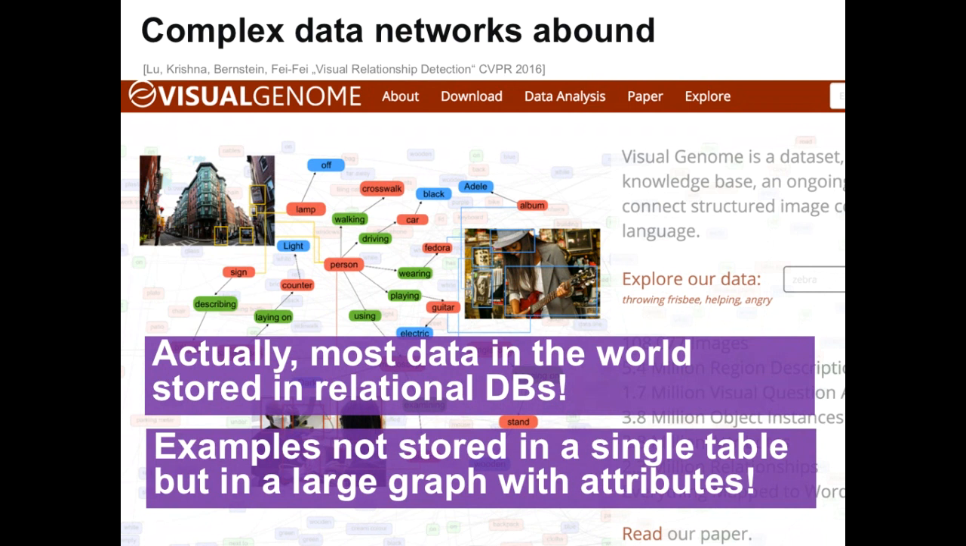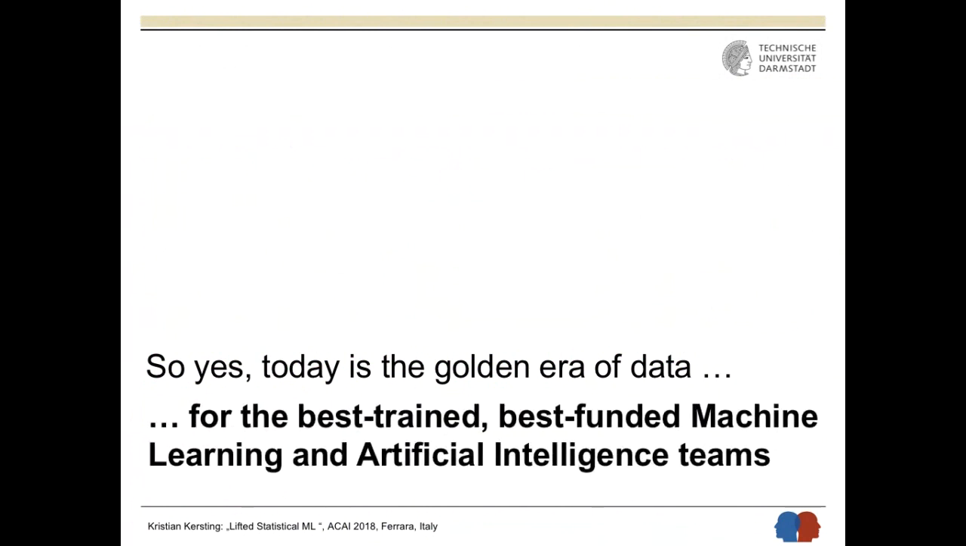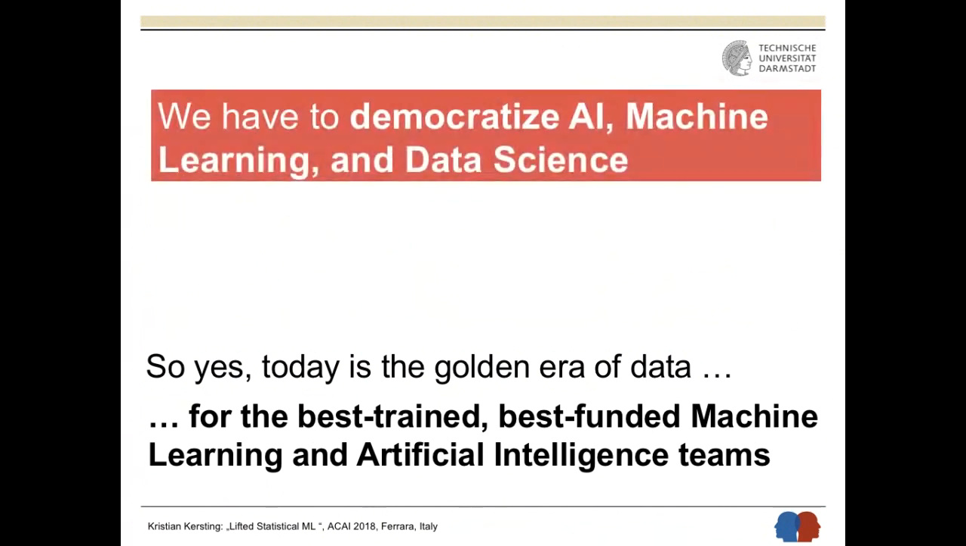If you see who got recently hired, also in top positions, you can see clearly that there's this path towards relational representations. In my opinion, yes, sure, it's the golden era of data, but to be honest, only for the best trained, best funded machine learning and AI teams. And I think we have to change that, right? It's not something that only very well trained and well funded people should be able to use. I feel it's very much like knowledge: there should be a free flow of knowledge, and everyone should be able to do it. So from that perspective, we really have to think about how to democratize AI, machine learning, and data science.